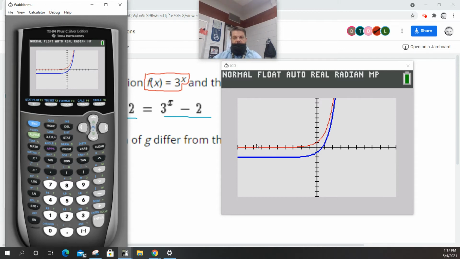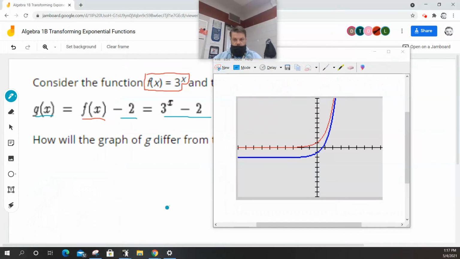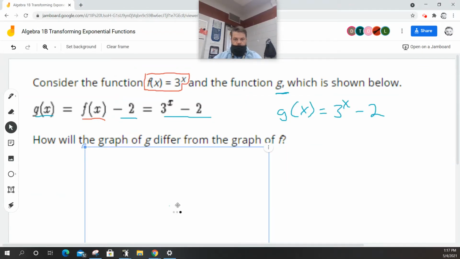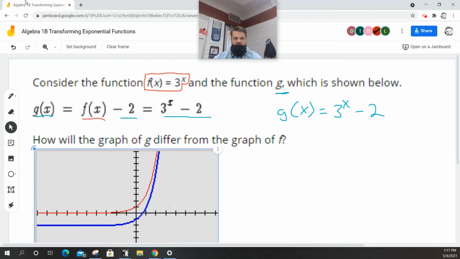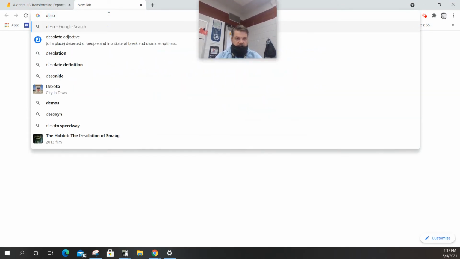But basically, I just took this red one and shifted it down 2. And that's it. Now, just to further illustrate that, let me take a screenshot of this. And then I'll illustrate this in Desmos because it's really nice to see this stuff take place in real time. If I go to Desmos, you guys don't need to do this, I just want you to watch.